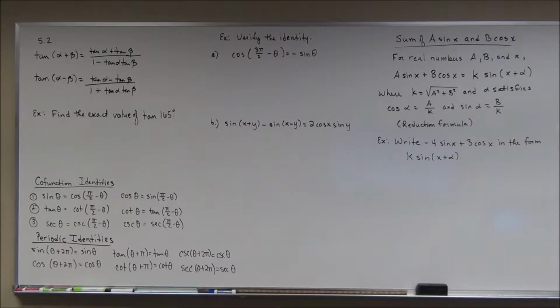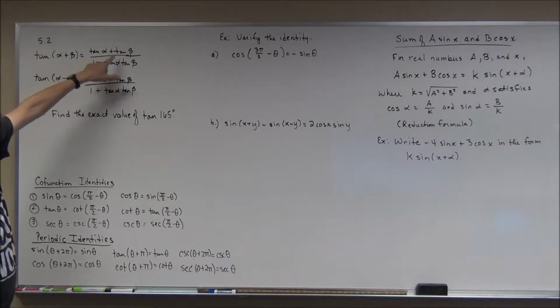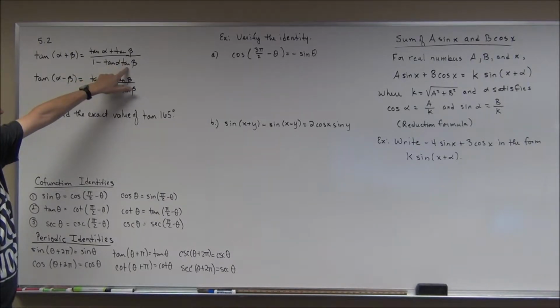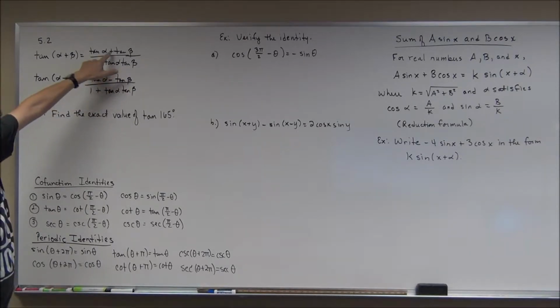We're getting back to our sum and difference identities here for trigonometry. We went over the sine and the cosine in the last video, and in this video I'm going to emphasize the tangent. Now I had written it once before, but I'll go ahead and write it again here. Notice that the tangent of alpha plus beta, the sum of those two angles, is equal to the tangent of alpha plus the tangent of beta, all over 1 minus the tangent of alpha times the tangent of beta.